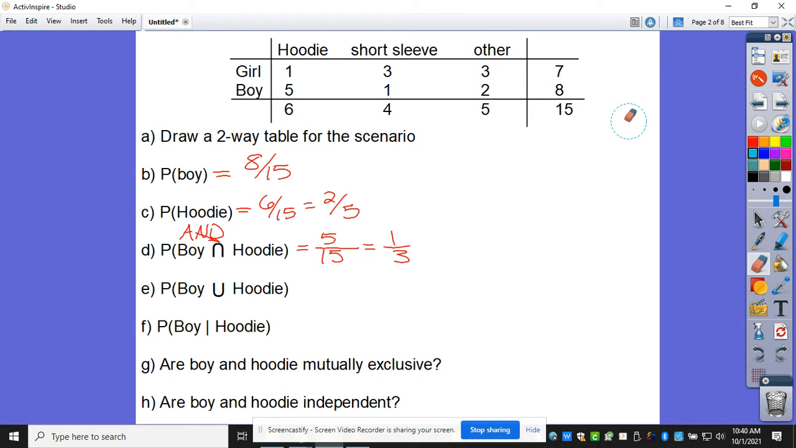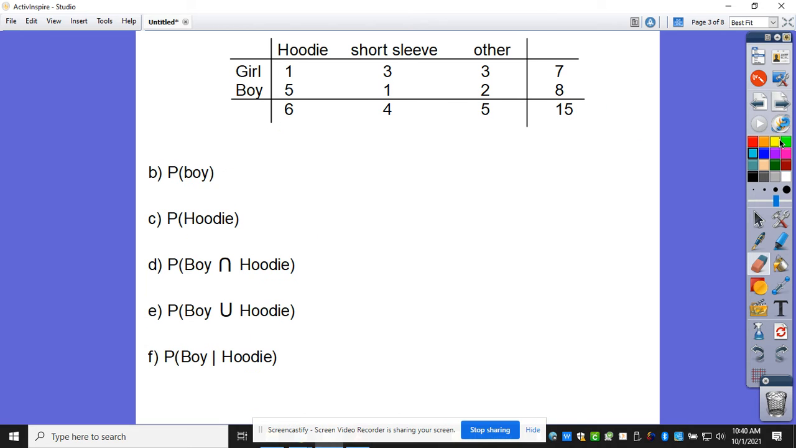So then, what does E say in words? Probability of boy or hoodie. So how would I rewrite that? Probability of boy plus probability of hoodie, minus probability of boy and hoodie.